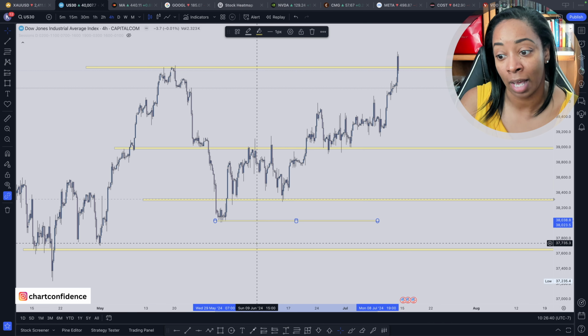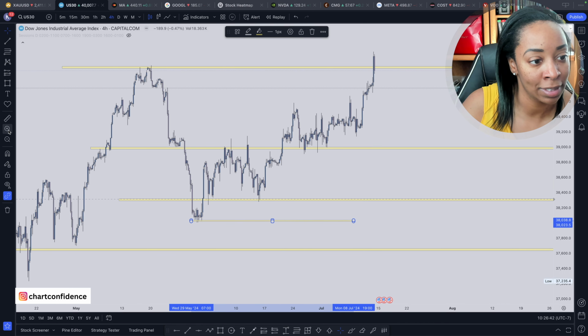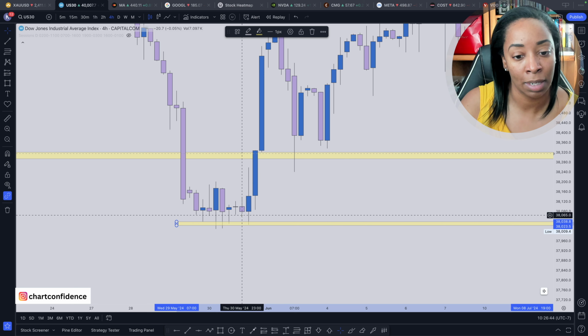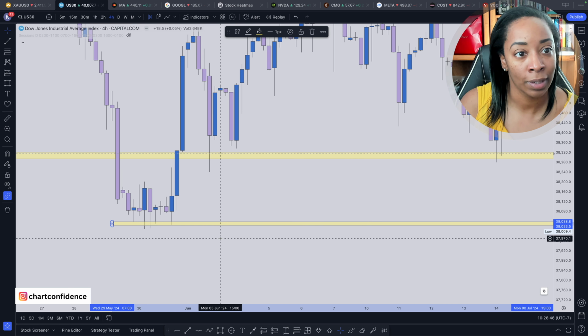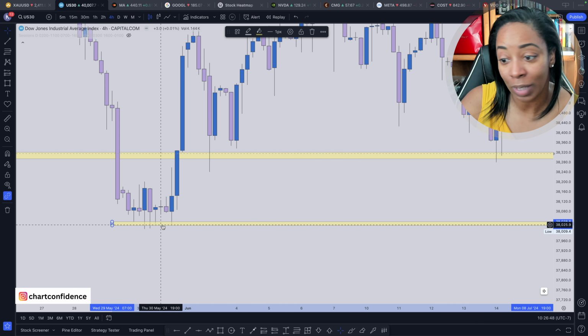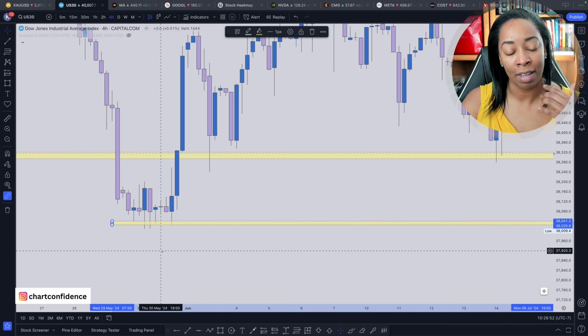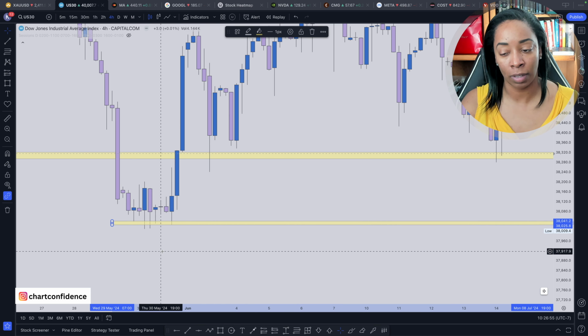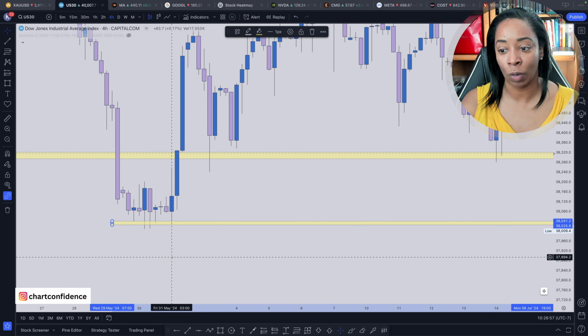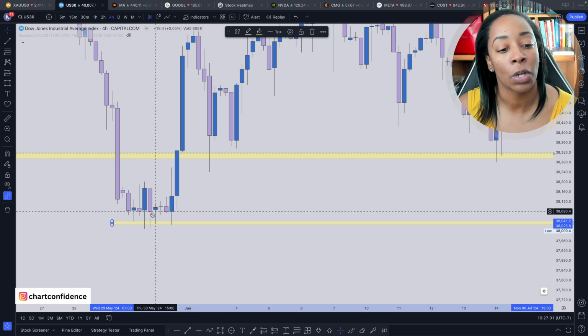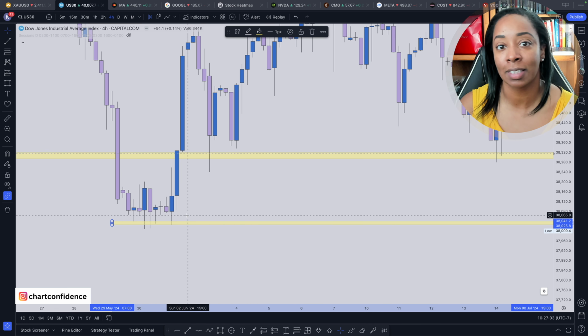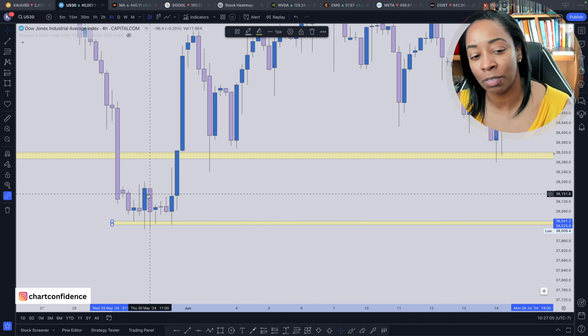Okay, no, actually it's a lot bigger than I thought it was. Let's zoom in so we can see exactly what I'm talking about. Okay, cool. So what I see right here is basically we have 1, 2, 3, 4, 5 really strong rejections on the H4 time frame, and right now we're sitting at around 38,025.